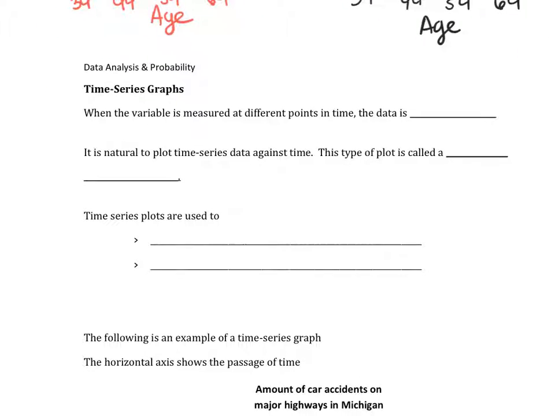Okay. The last thing we're going to talk about today is a time series graph. Oh, this one's pretty straightforward. This is just if you have data collected over time. When the variable is measured at different points in time, the data is time series, hence time series graphs. Again, creative naming here.